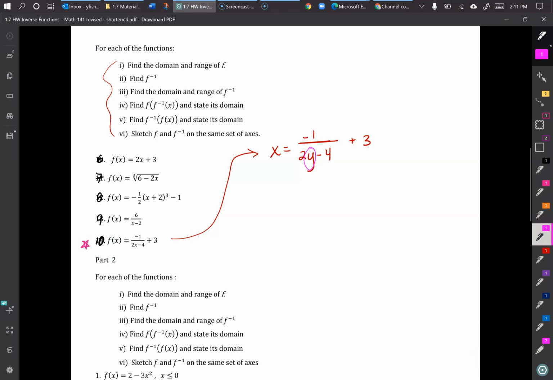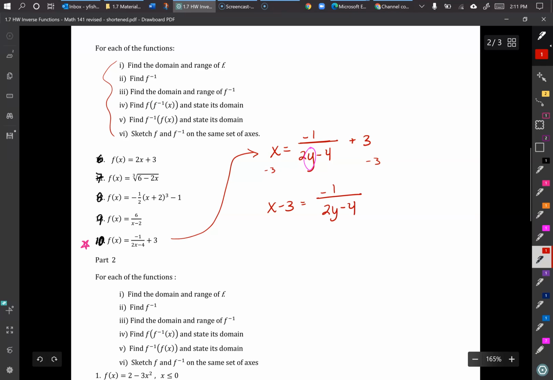So I'm going to solve all around. I'm going to subtract 3 from both sides here. So I end up with x minus 3 on the left equals negative 1, all divided by 2y minus 4. Now my y is in the denominator.